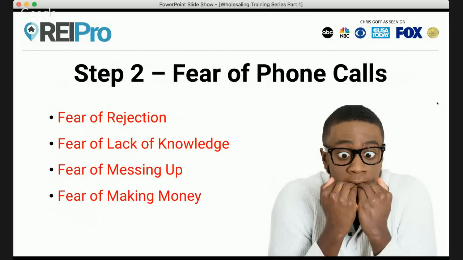Right. So what about fear of messing up? Well, guess what? You will. I don't want you to make those financial mistakes. I want you to make the mistake, like, I should have asked this question, or I should have looked at it from this point of view. Those are the things I want you to mess up on, because you learn from those mistakes.